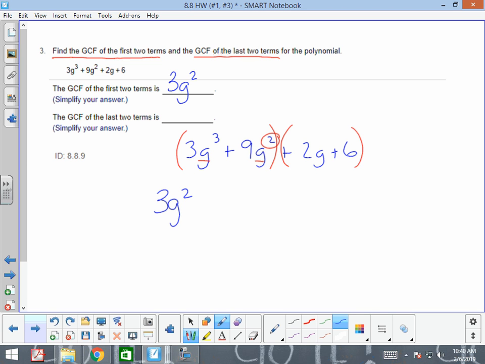So over here in our second group, the greatest common factor is 2. They both don't have a g, so we can't use g as the GCF. So this answer here will be 2. And that's all they're wanting on that.